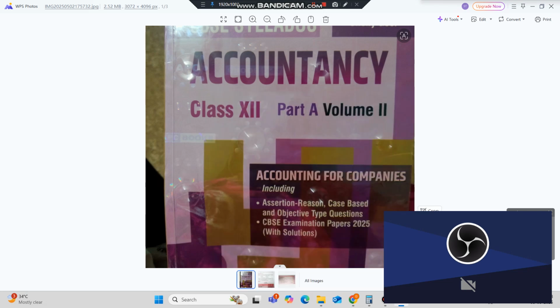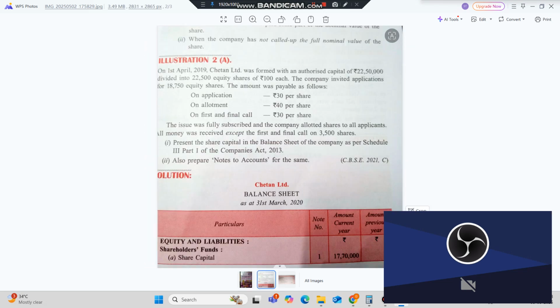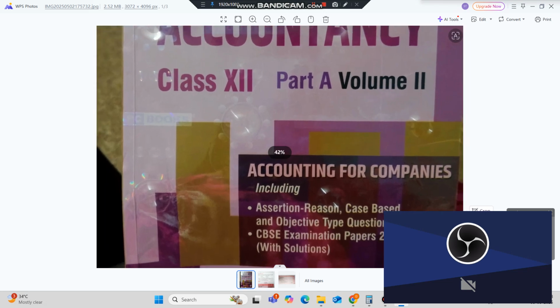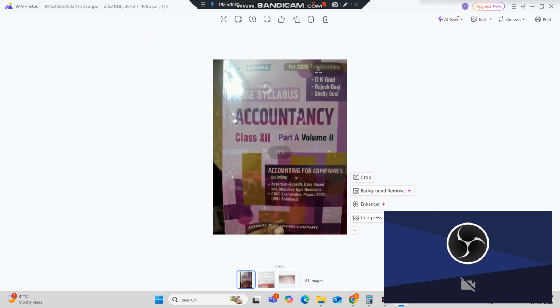So here we are going to see an illustration sum on how to present the share capital in the balance sheet of the company as per the schedule. So we'll see it with an illustration sum, on continuous learning of these accountancy concepts along with examples. This is for Accountancy Class 12 Part A, Volume 2, Accounting for Companies, and this is for the 2026 examination.